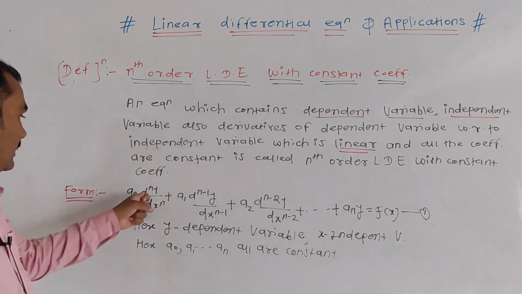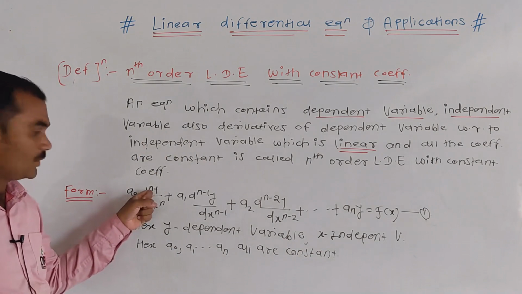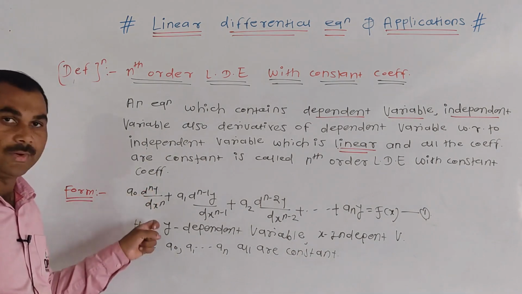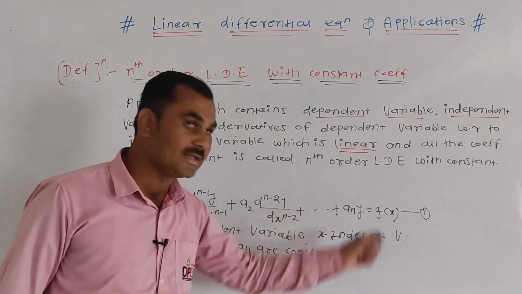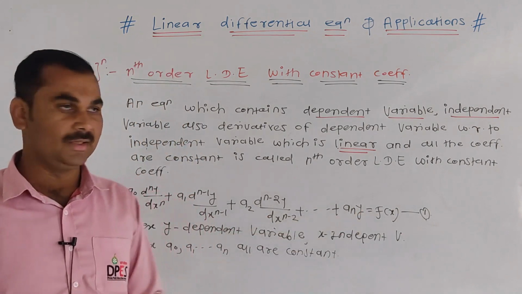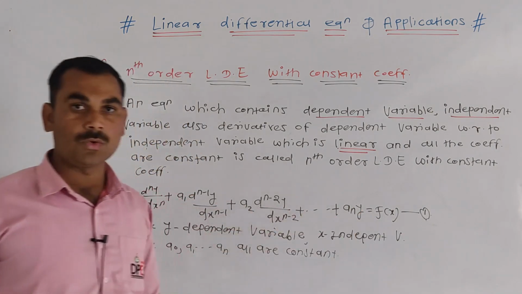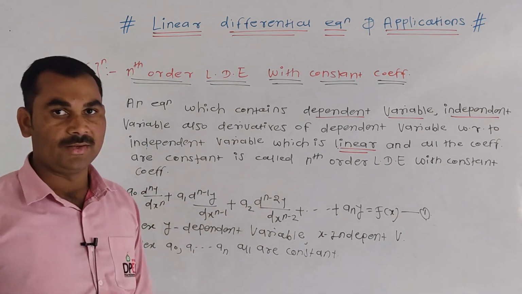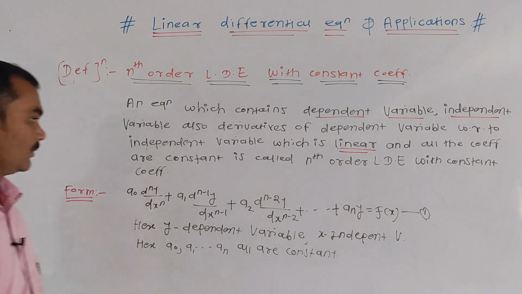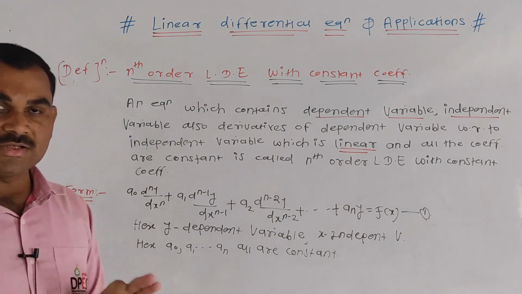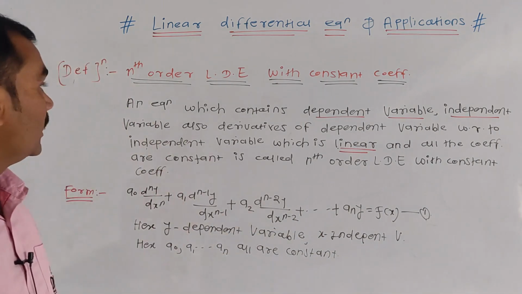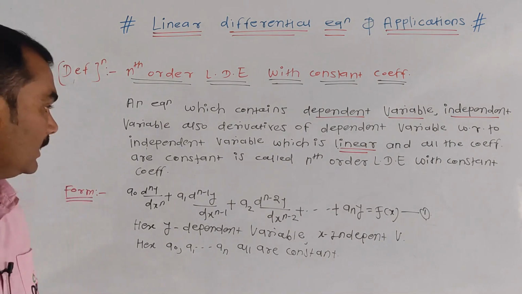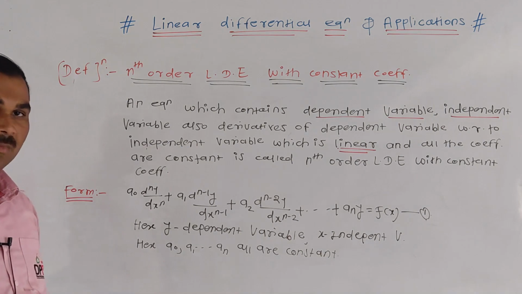Okay, look, here the highest power of d, that is the order, what is its order? n. Okay, nth order. For this purpose we call it nth order. Okay, and this is linear, degree is 1. For this purpose we call it linear. Also, all the coefficients are constant. For this purpose equation first is called the nth order LDE with constant coefficients. Okay, this is your form, that is equation number first.